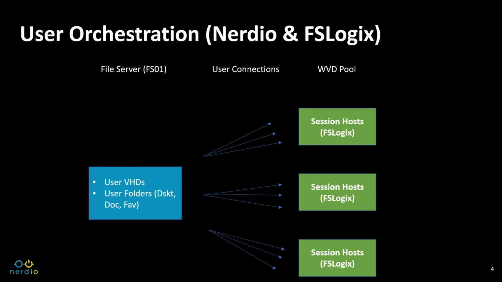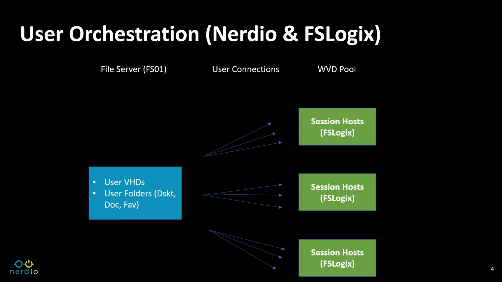So each user gets their own virtual hard drive, and then a few user-specific folders are split out from there. So this includes things like the desktop, my documents, and the favorites folders. And this is done for a few reasons, primarily to prevent bloat and then also to simplify the remediation process if there are issues with the virtual hard drive, but I'll cover that in a little bit.